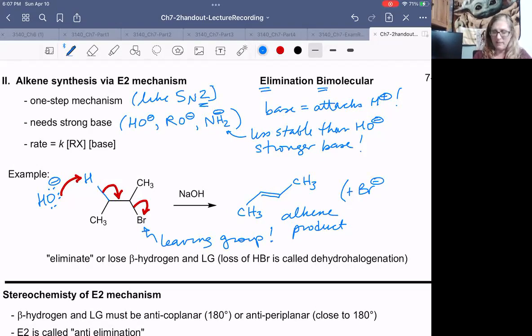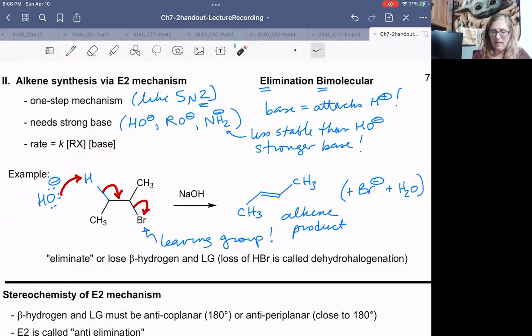Our leaving group has left, and if we used hydroxide as our base, what do we form when it deprotonates something else and it accepts that proton? We form water. So those are our byproducts that we can show in addition to the alkene. All right. So why is it called an elimination reaction?